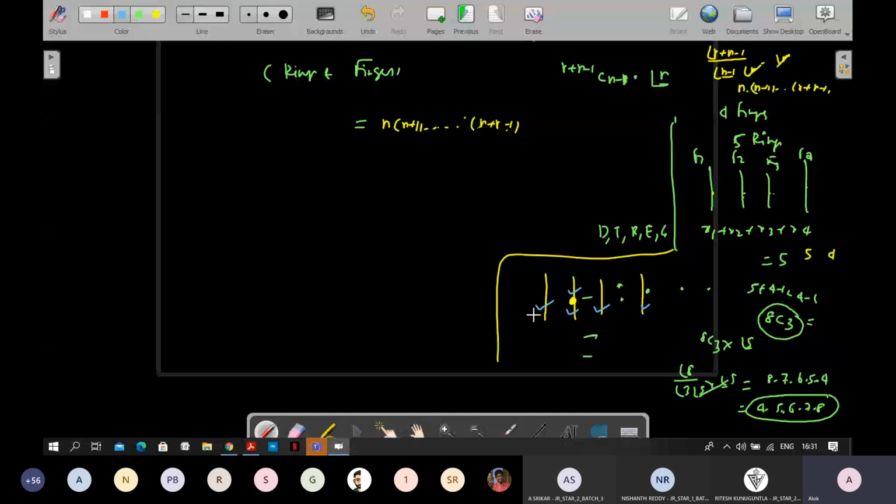The first ring has 4 choices, and the moment the first ring goes anywhere, it creates 2 places, one up and one down, so you have 5 choices. So 4 into 5. Now suppose the second ring has 5 choices. Second ring is taken place. So suppose the second ring goes here, here, here, here.